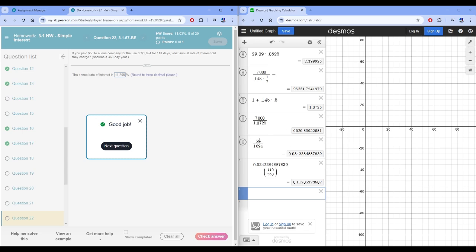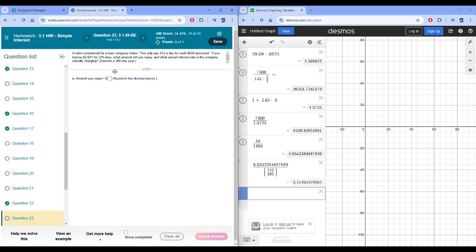So you're just taking the interest. Yep, working with the formula I equals PRT. Sorry. Radio commercial, 27 cents for each day of $1,000 borrowed. If you are borrowing that, what amount will you pay? Okay, so radio commercial for a loan states that you only pay 27 cents a day for each $500 borrowed. If you borrow $2,621 for 229 days, what amount will you pay? And what annual interest rate is the company actually charging?